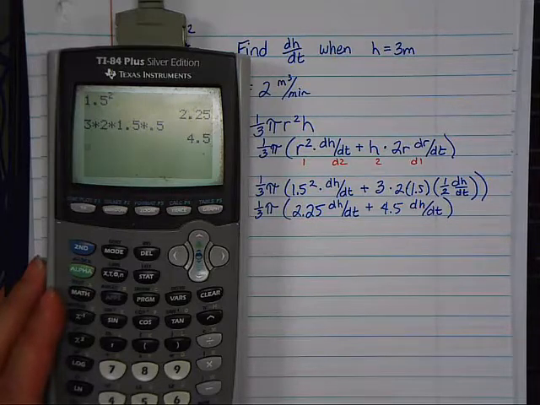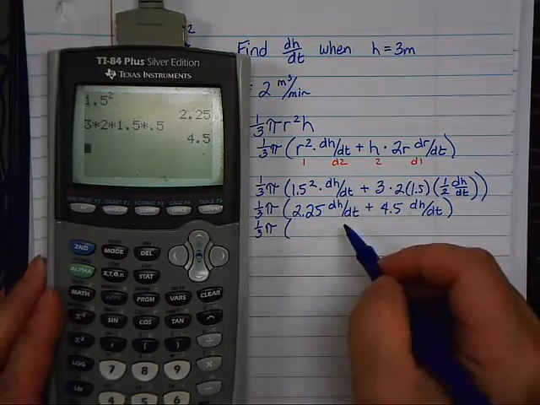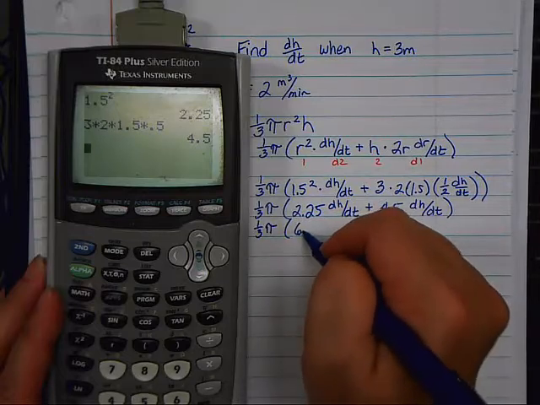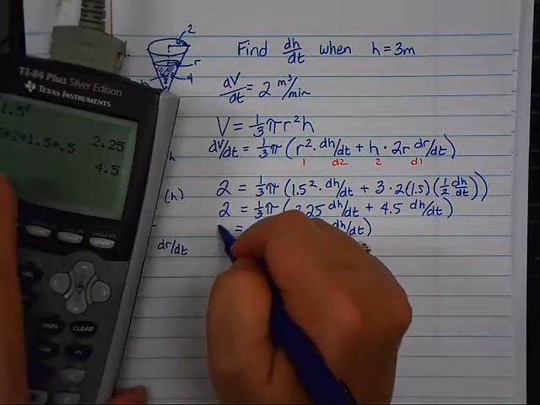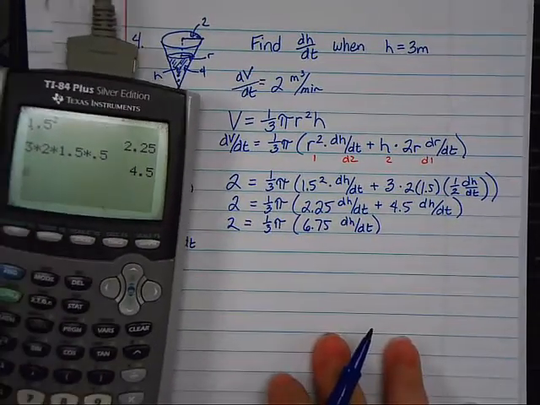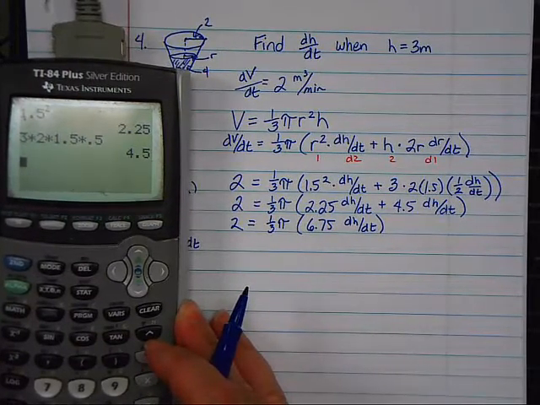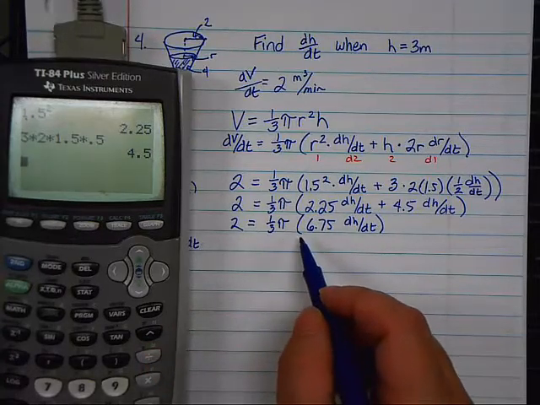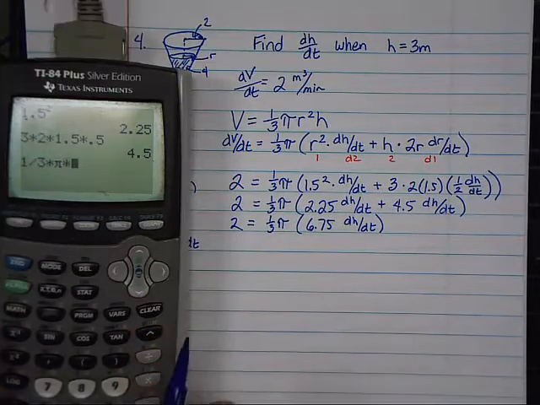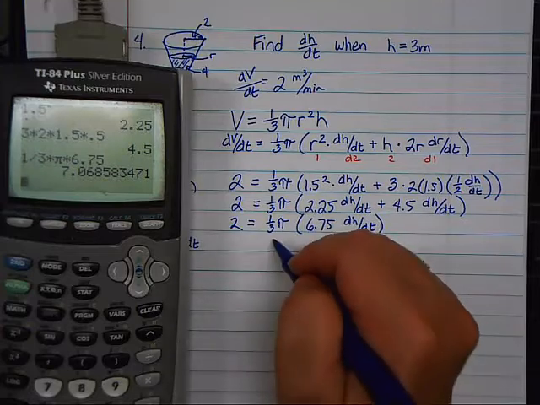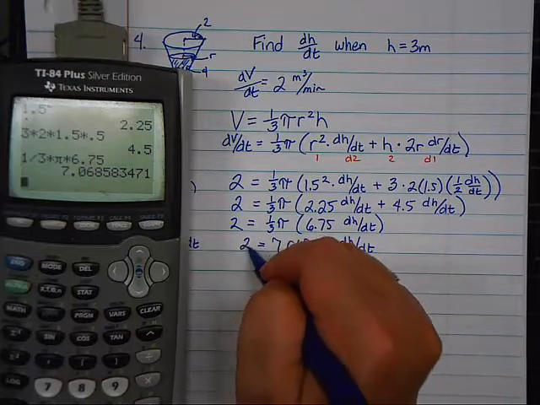They're both dh/dt's, so I can add them together, can't I? So I have 1/3 pi, and that's going to be 6.75 dh/dt equals 2. Did I give the answer on the paper in terms of pi or not? No? Okay. So I can do 1/3 times pi times 6.75, and that's going to be 7.0685 dh/dt equals 2.